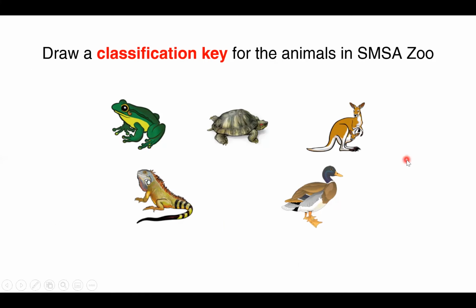Let's do another example. Let's say these are the animals that you can find in Samsa. So let's say they belong in Samsa Zoo, and let's draw a classification key for this group of animals. So how do you do that? So some of you, they have similarities. These animals have similarities, and these animals have differences.